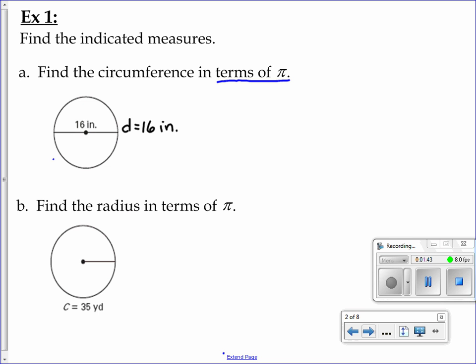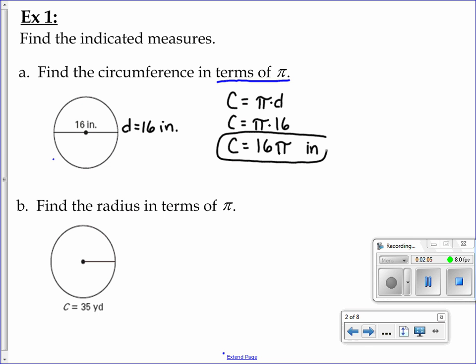So since we have diameter, might as well just use the pi times diameter. And you would just do pi times 16. And typically we just see pi going after the number. So you would just say it is 16 pi inches. That's the answer in terms of pi. Okay, let's take a look at part B.